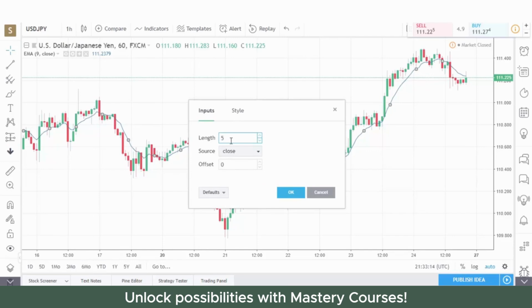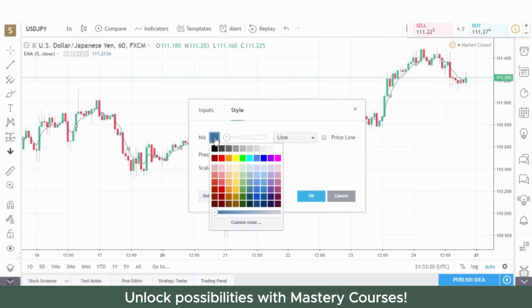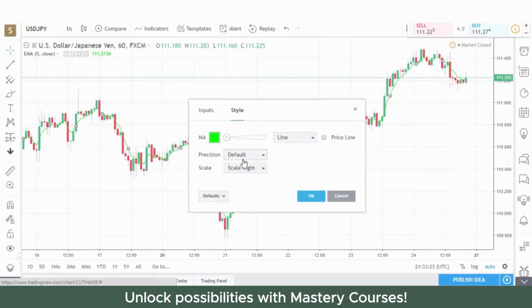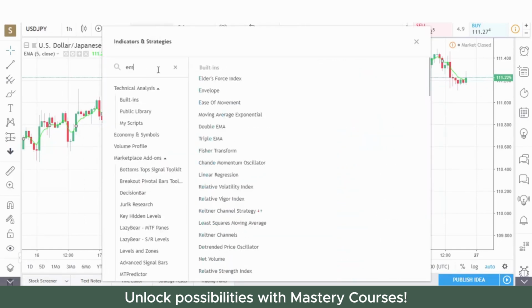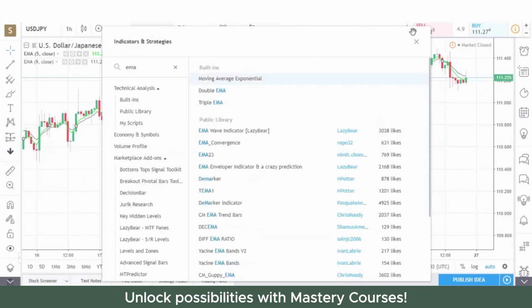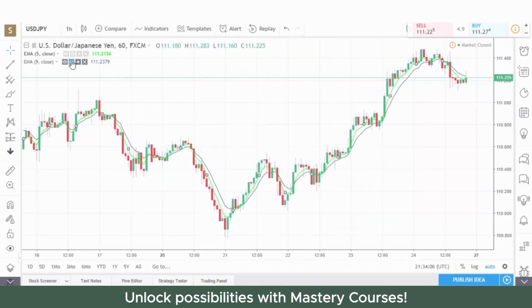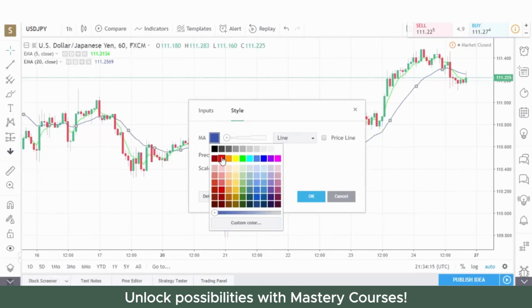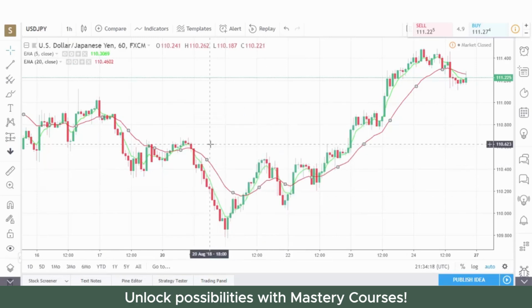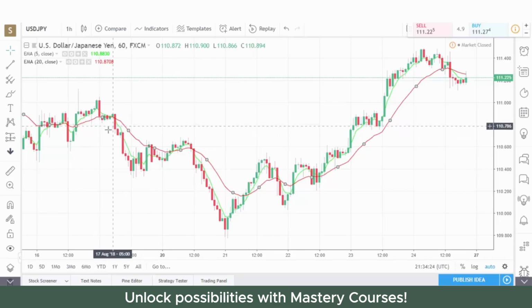So we'll start by clicking on Format, and we'll make this our fast line. And first, we'll make it a 5. And then for style, we're going to make this a green line. I hit OK. And now we're going to hit indicator again, EMA. This is going to be our second, slow line. So go here to Format, and we'll type in a 20. And we're going to make this a red line. So what we're going to be looking for is a cross of our green line over our red line.